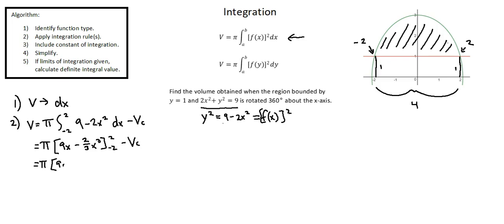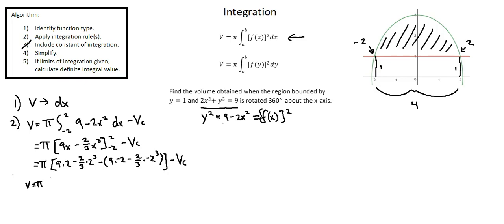9x will be 9 times 2. Minus 2/3 x cubed will be 2/3 times 2 cubed. Subtracting both terms with an input now of negative 2. 9 times negative 2 minus 2 over 3 times negative 2 cubed, all multiplied by pi, minus volume of cylinder. Note that we're not using step 3, include constant of integration, as this is a definite integral.